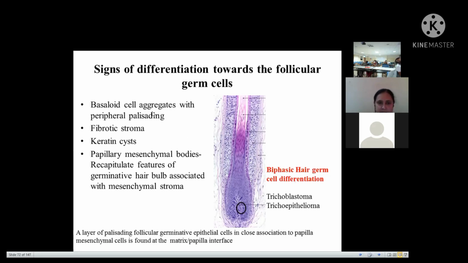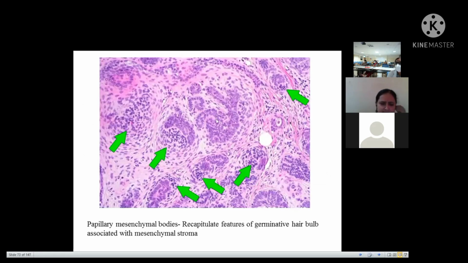And the characteristic features of such tumors are basaloid aggregates with palisading and fibrotic stroma, keratin cysts, and these classical papillary mesenchymal bodies. So these are various papillary mesenchymal bodies. If we are very lucky, we see them. These are the basaloid islands with palisading, closely associated with the stromal cells. They are at various levels of section. So depending on how the section is taken, sometimes we see only stromal cells and miss these basaloid islands.